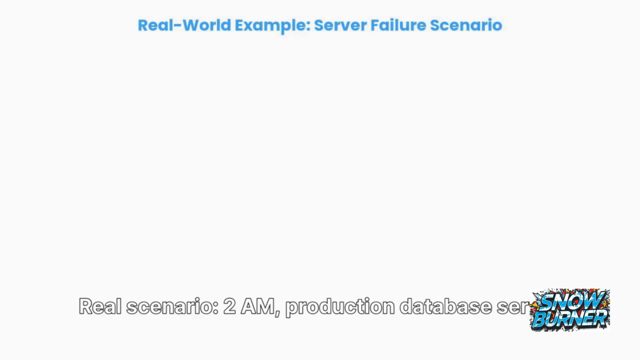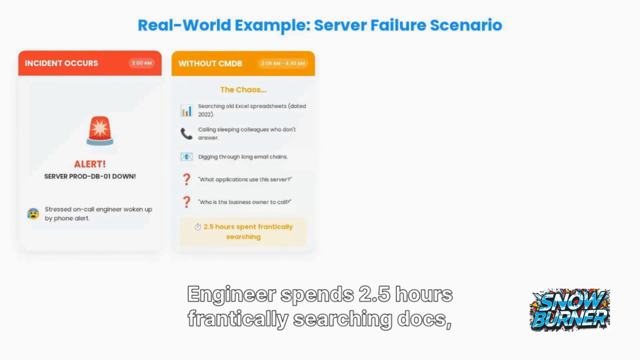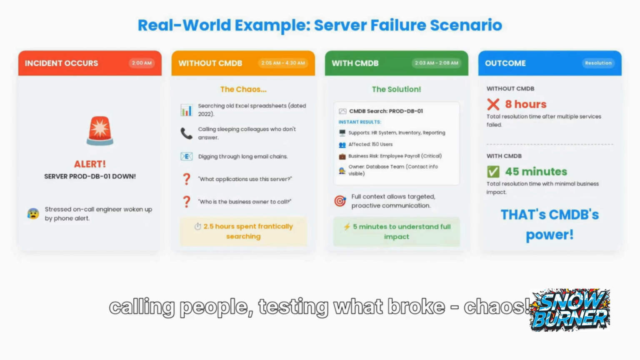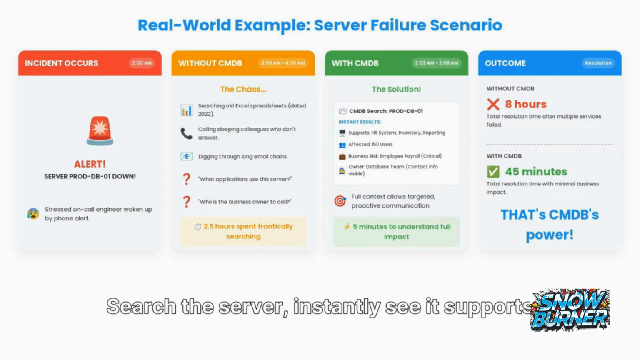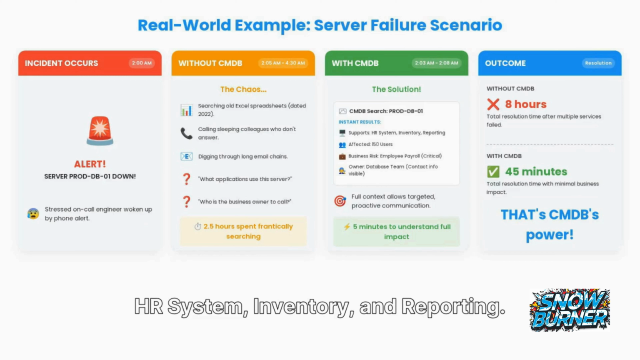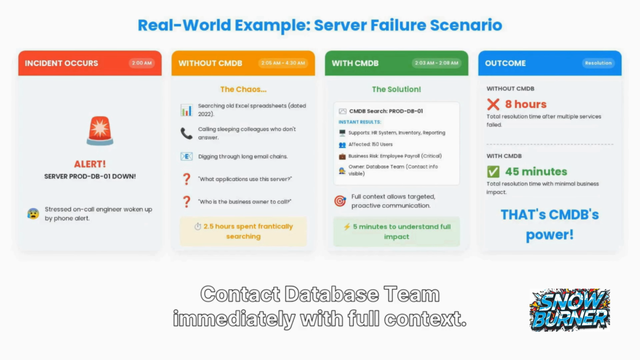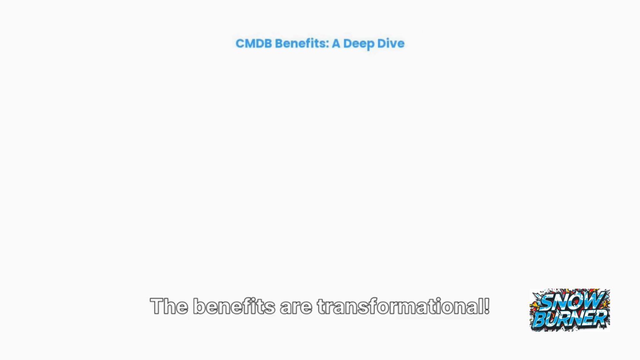Real scenario, 2 a.m., production database server crashes. Without CMDB, engineer spends 2.5 hours frantically searching docs, calling people, testing what broke. Chaos. 8 hours total resolution. With CMDB, 5 minutes. Search the server. Instantly see it supports HR system, inventory, and reporting. 150 users affected, payroll at risk. Contact database team immediately with full context. Proactive communication to stakeholders. Problem solved in 45 minutes. That's CMDB's power. The benefits are transformational.